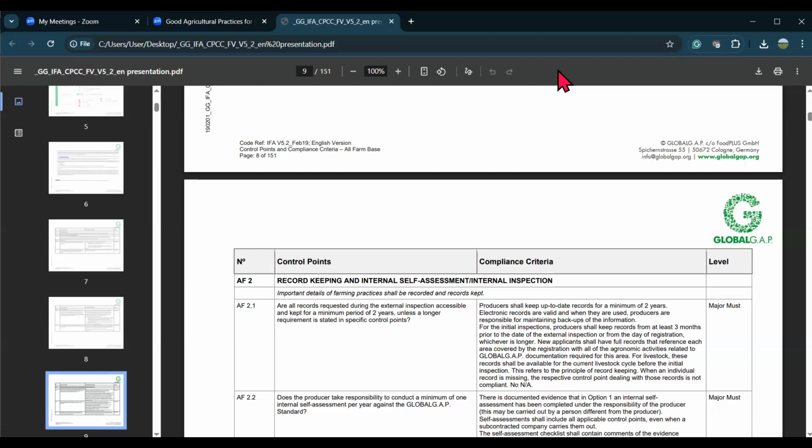So it's expected that you have your records kept, and kept in the right manner. What this means is that we can see the F2 is saying: are all your records requested in your external inspection accessible, and have they been kept for a period of at least 2 years, unless a longer requirement is stated in specific control points? So it's expected that you're doing IFA, and that you have your documents well structured and well kept for at least 2 years, that can be easily accessed and then easily validated.